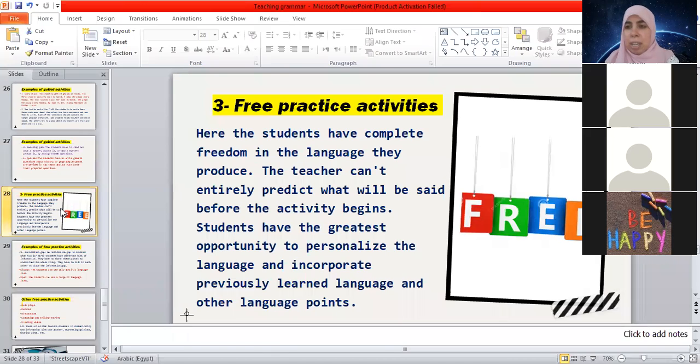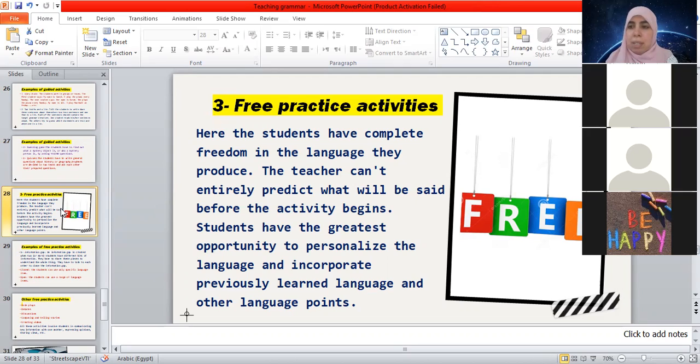Here students have the freedom to choose the grammar or the language they want to use. And the teacher can't predict which grammar structure students will use because they are free to choose. They don't have a problem with the form. They don't have a problem with the meaning of the grammar structure. So now you are free to use the grammar structure you want, the language you want to use in this activity. And we have a great opportunity to personalize, to talk about themselves in a great way.